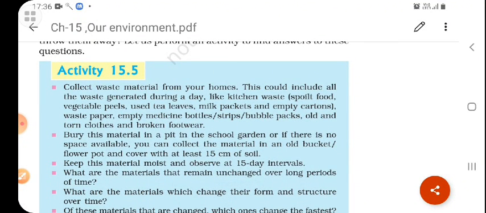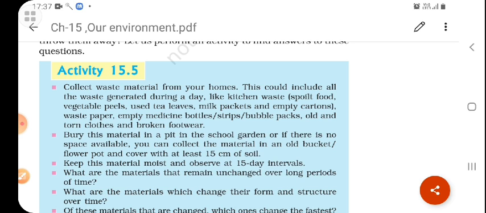So what are the effects of this garbage? There are dirty surroundings, breeding grounds for flies, rats and mosquitoes, spreading of various waterborne diseases like cholera, diarrhea and dysentery, blockage of the flow of water in the drains, and production of foul smell due to decomposition of organic waste.